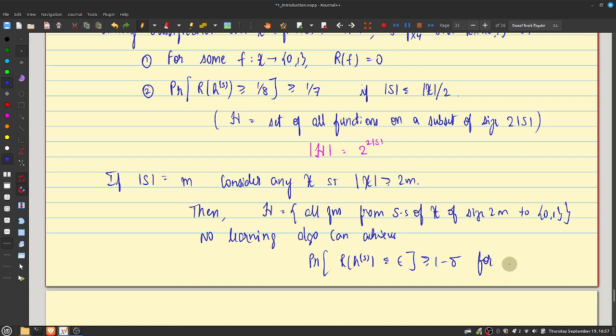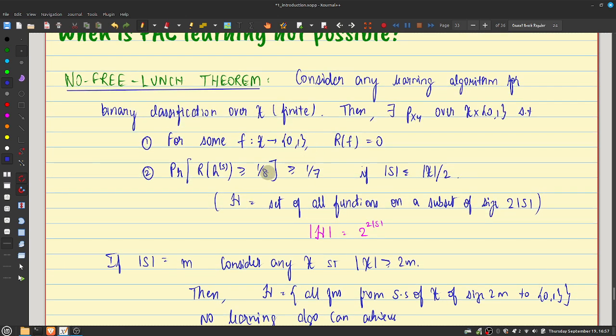Yeah. So the second point that you did, that 1/7 like quantity, can it be any? So that 1/8 and 1/7 essentially depends on this 2 that I have chosen over here, nothing else.